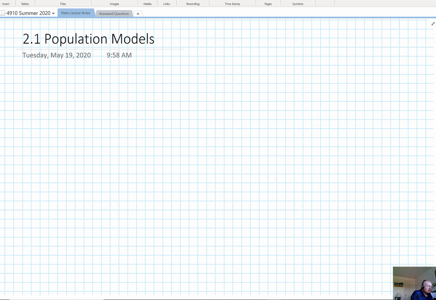So the first one we're going to look at real quickly is the general population model. We're trying to describe the population of people in a country or in a city, or animals on an island, or bacteria in a dish. Just trying to come up with an equation that describes these populations.